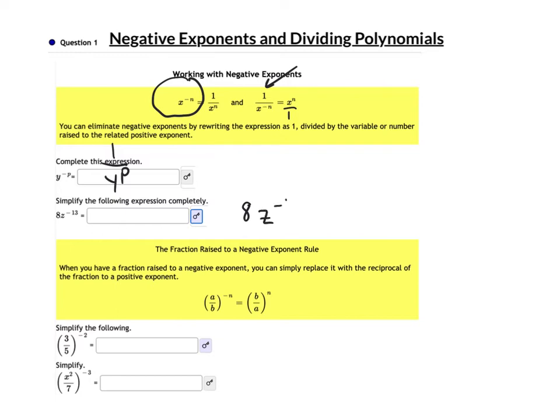8z to the negative 13, you need to understand the negative 13 power has no effect on the 8. The 8 would be to the first power. That's the exponent on the 8, and it's a positive one. It does not move. This is over 1. The 8 stays up top where it was. The z to the negative 13th goes below and becomes z to the 13th. The negative power is gone. And this is our answer for the second one.